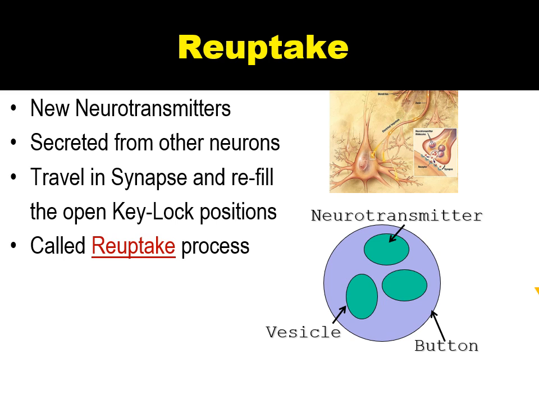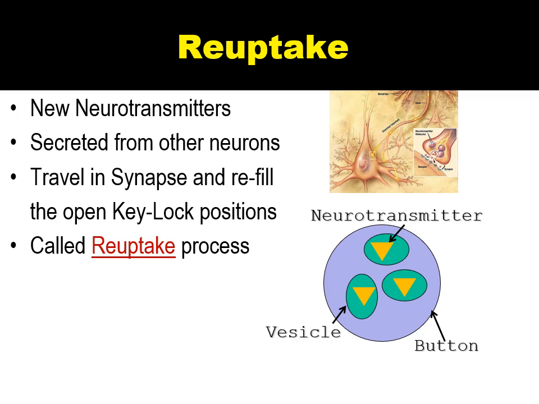Now, reuptake is when we're going to reuptake more neurotransmitters, just what it sounds like. So now we're ready. Now all these new neurotransmitters are released into the synapse. They've been secreted and released from other neurons. They travel in the synapse and they are going to refill the little spaces that we have there at the end of our terminal buttons where we have what we call vesicles. And only if they fit, we'll talk about a perfect fit next time. And this is called reuptake.